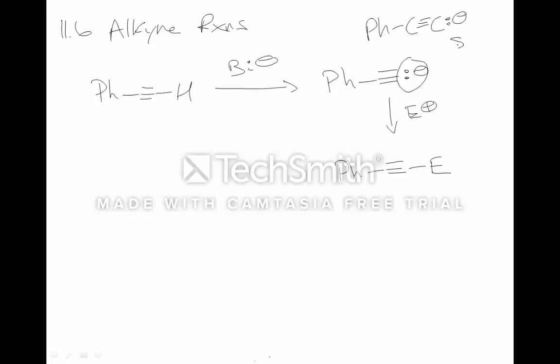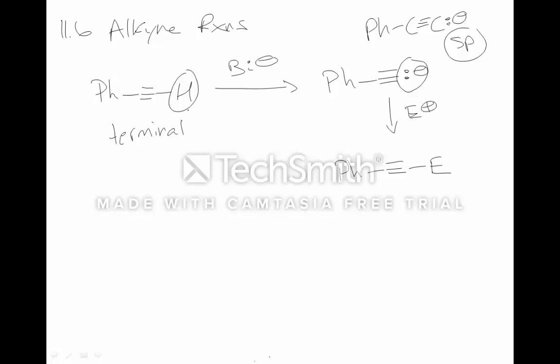Remember, this is sp, which is why these are more acidic, right? We talked about that early on. This H is more acidic. Why? Because this is sp hybridized. That lone pair is held closer to the nucleus. It's a more stable anion than its counterparts, sp2 or sp3. Okay, so you can go back and look at the hybridization effect in chapter 2 if you'd like. Okay, so that's a very special reaction for a terminal alkyne.